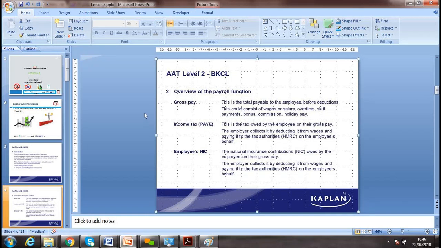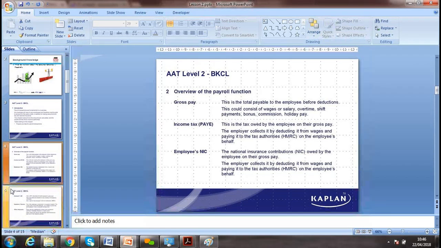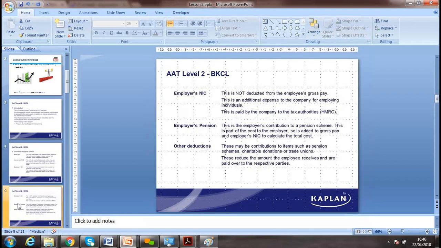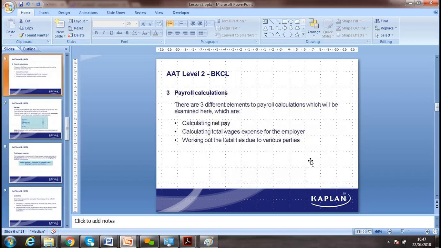Any question? No. Then the employer needs to contribute towards our pension as well. Not only employees need to pay. Then there is employer's NI, national insurance, and other contributions. Pension is a separate fund as well. Other deductions could be payments to charity or a union.